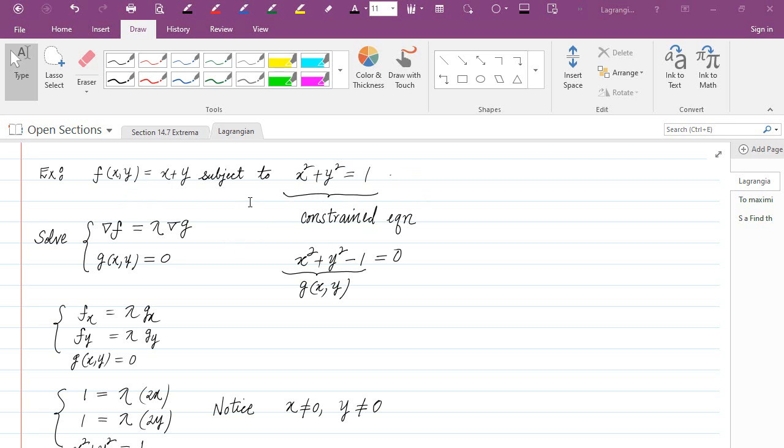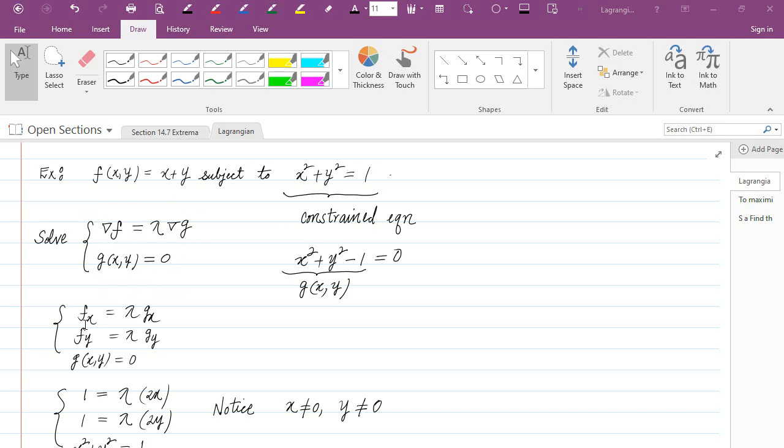Now, to find the extreme values here, first of all, I'm going to rewrite the constraint equation as x squared plus y squared minus 1 equal to 0, and I'm going to denote the left hand side by g(x,y). Then I recall that we have to solve the system of equations. The first equation is the gradient of f is lambda times the gradient of g, and the second equation is the constraint equation.